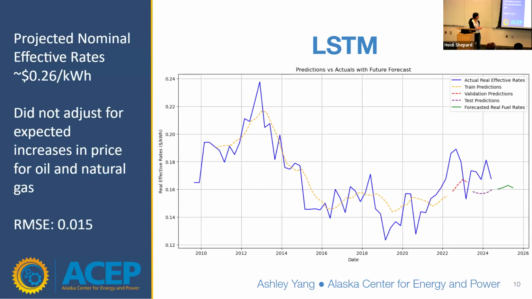So this is what I got. Expected around 26 cents a kilowatt hour. And these are nominal rates as well, so I basically put them back into the prices that we would expect. I did not adjust for expected increases in price for oil and natural gas. I didn't really quite get around to that, but the RMSE, the metric, is okay. It's around 0.015.